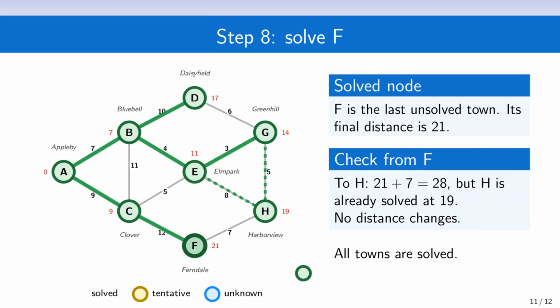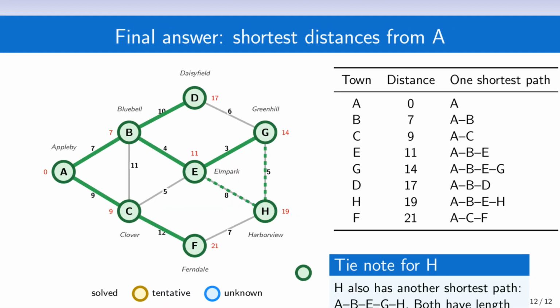Finally, we solve F. Checking neighbors shows no further improvements for any other nodes. All towns have now been solved, completing our path exploration. Here is the final summary of the shortest distances and one possible path for each town starting from town A.